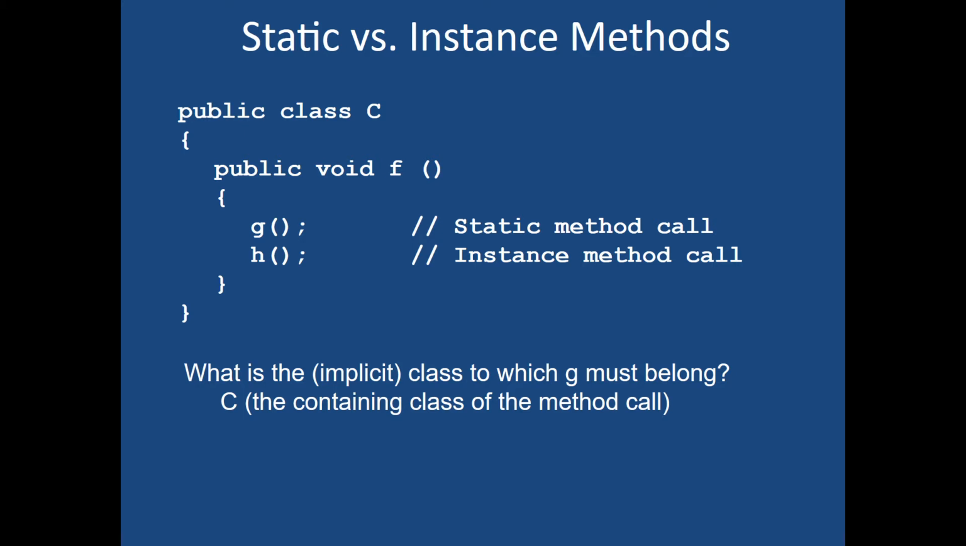Yeah, I'll tell you the rule. The rule says that if we make an unqualified call to an instance method inside of another instance method, then the implicit parameter of H is the same as whatever the implicit parameter to f was. So if we invoked f on some object, we're also invoking H on that object. Well, what is the object on which f was invoked called?